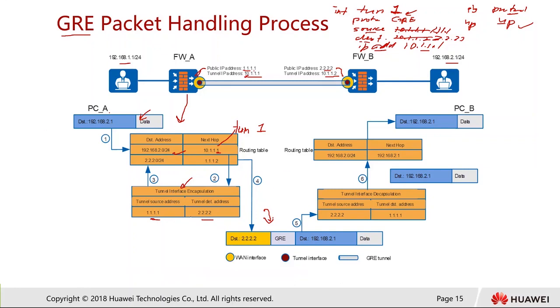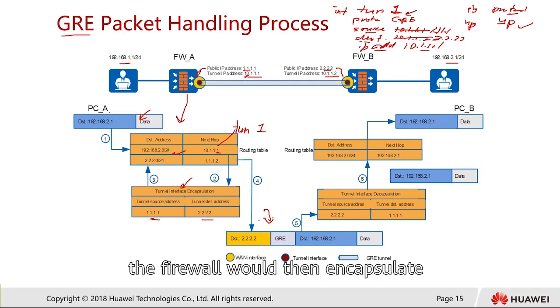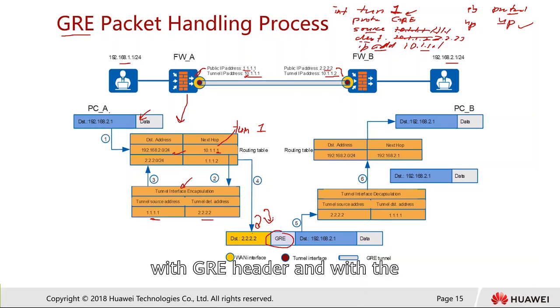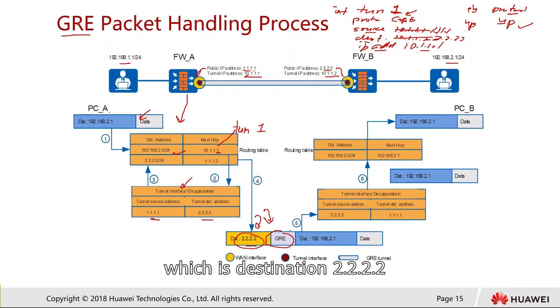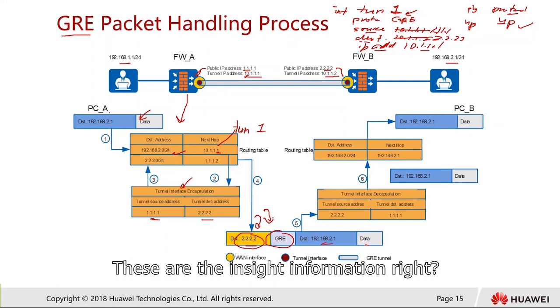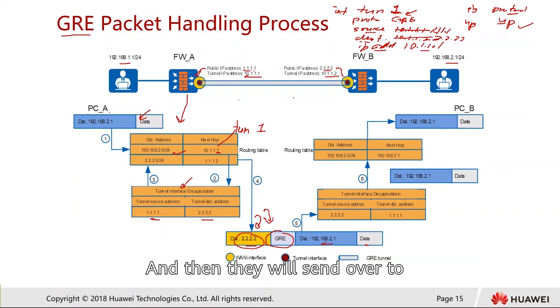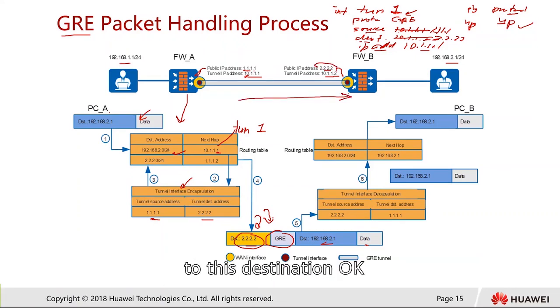internal IP address. After that, the firewall will encapsulate with a GRE header and with the addition of the public address header, which is destination 2222. These are the inside information. Then it will send over, based on the public IP address, to this destination. When this destination receives it, it will perform the reverse process.